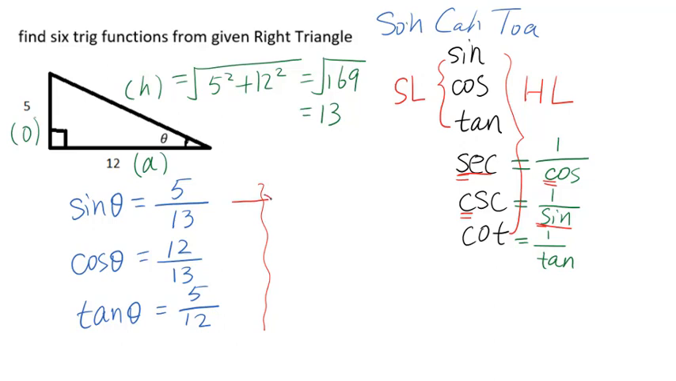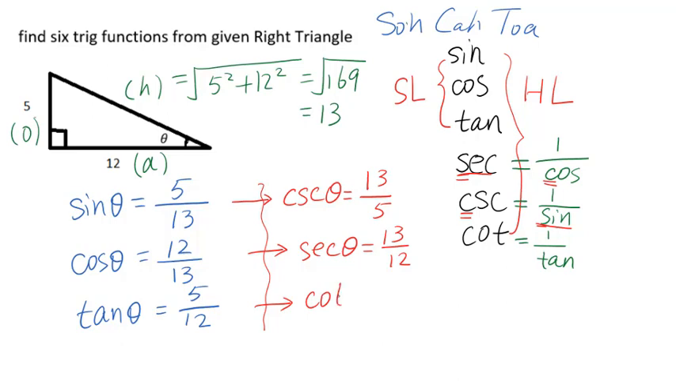From sine theta, we can get cosecant theta. Flip this, that's 13 over 5. From cosine theta, we can get secant theta. That is 13 over 12. From tangent theta, we can get cotangent theta. You will get 12 over 5.